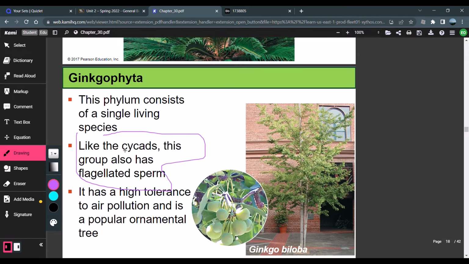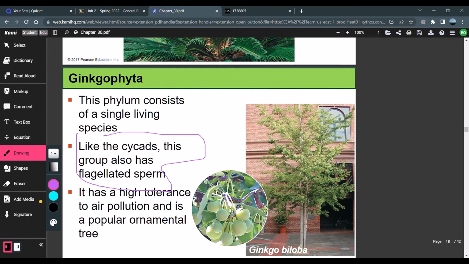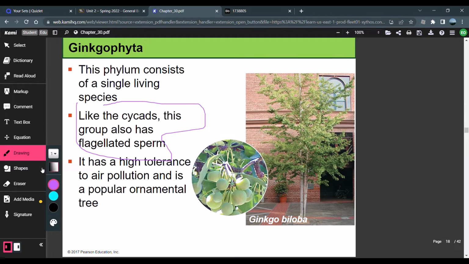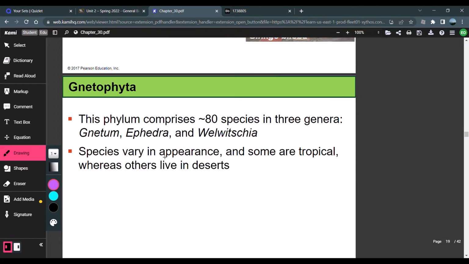The Ginkgophyta, these are one of my favorites. I like their leaves. They're fan-like. I really want one of these trees' leaves. They're kind of cool, and they turn pretty colors in the fall. The phylum consists of a single living species, Ginkgo biloba, only native in China. Like cycads, this group also has flagellated sperm. It has a high tolerance to air pollution, which makes it pretty popular in cities.